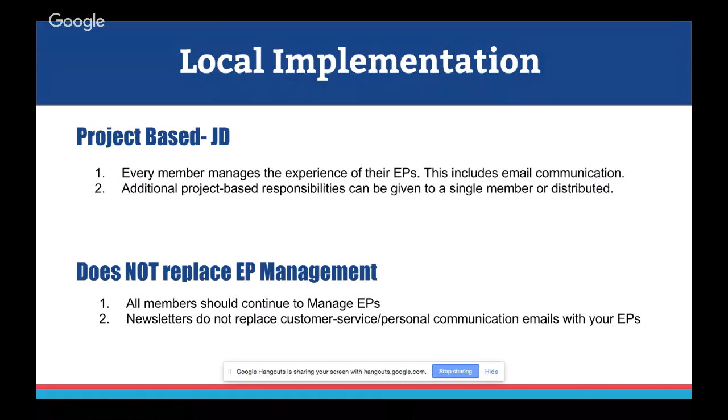If you choose to have a newsletter, whether it's segmented by OGT and OGV, or EPs that are interested in certain countries, we recommend that it be a project-based responsibility on top of EP management, and this responsibility can be given to one person. This is just a suggestion. If you want more details or you have concerns, I recommend you reach out to your OGV or OGT network manager to decide what's the best way for your local committee, your local team, to incorporate this into your team JDs.